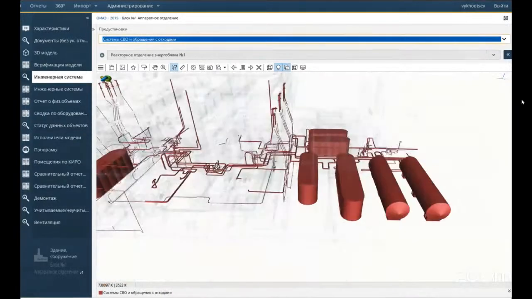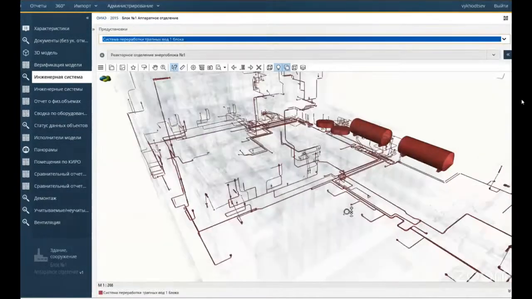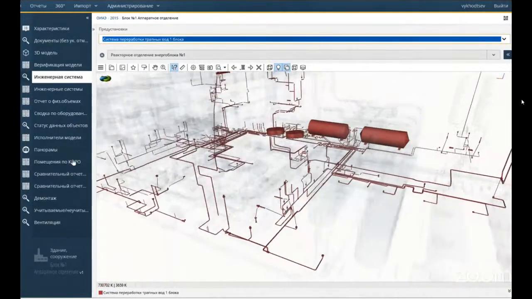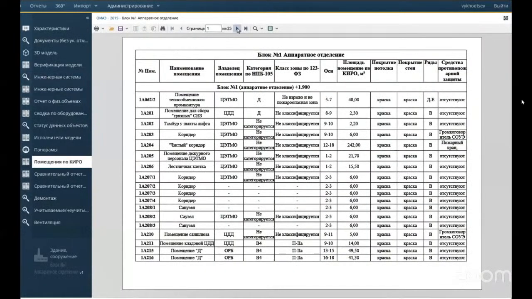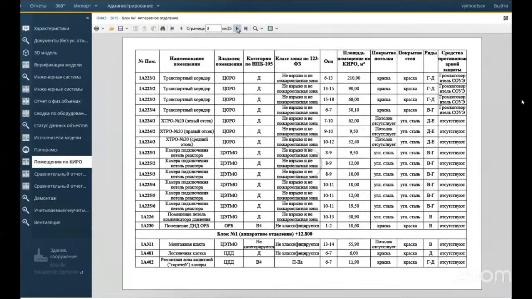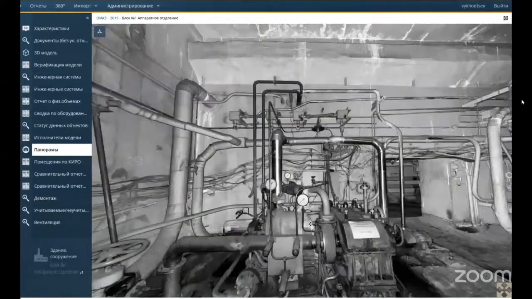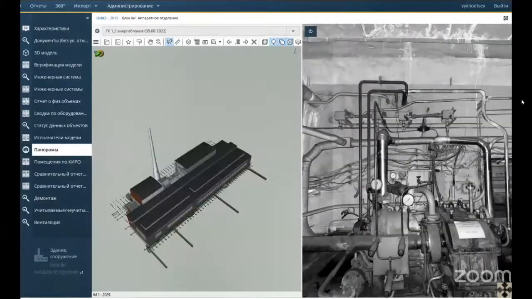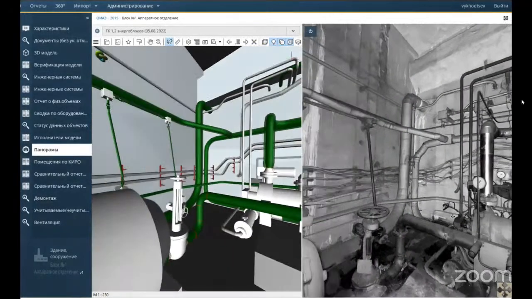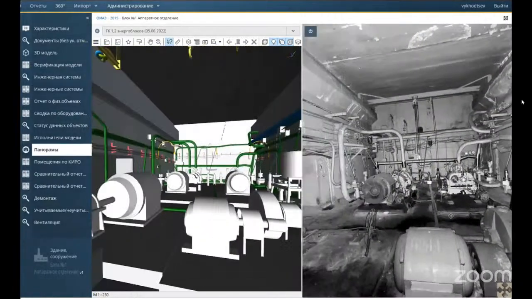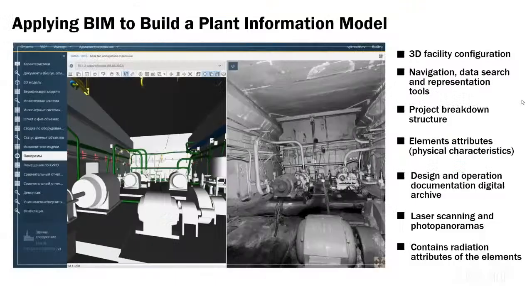Then we can have a 3D representation of all the systems. Let's say we need different pumps, vessels, tubes. We can generate different reports that contain all the information about the systems. We also download the results of laser scanning and spherical photopanoramas, and these photopanoramas can be synchronized with the 3D model, and it will provide the actual information for the engineers that provide nuclear decommissioning and planning.